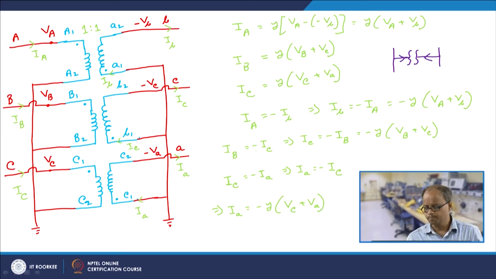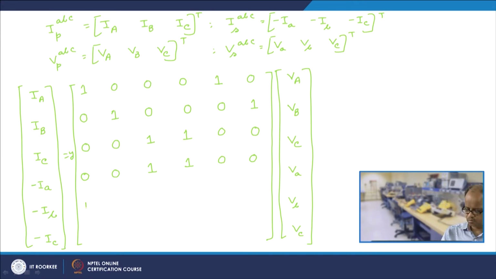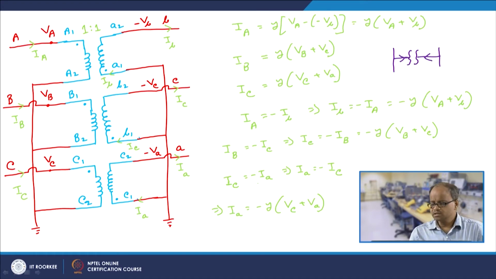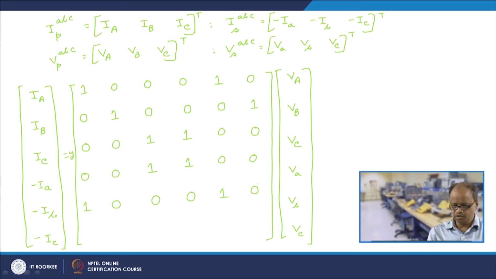Minus Ib. What is minus Ib? Minus Ib is y into Va plus Vb, so Va plus Vb, then 0, and minus Ic is y into Vb plus Vc. So, 0, 1, Vb plus Vc. So, this is the matrix.